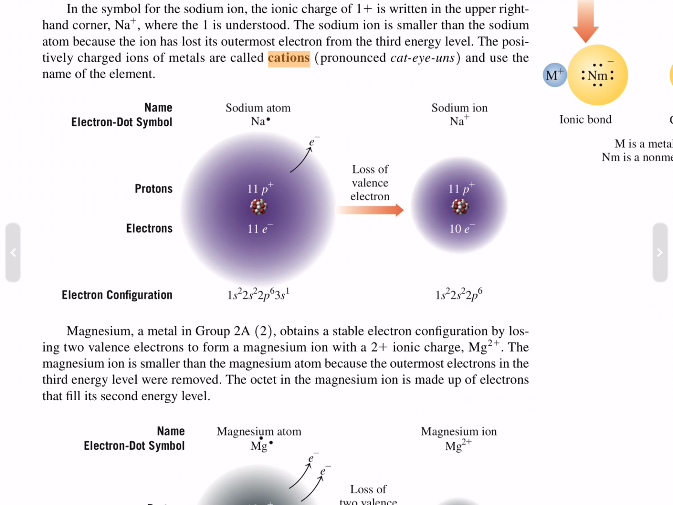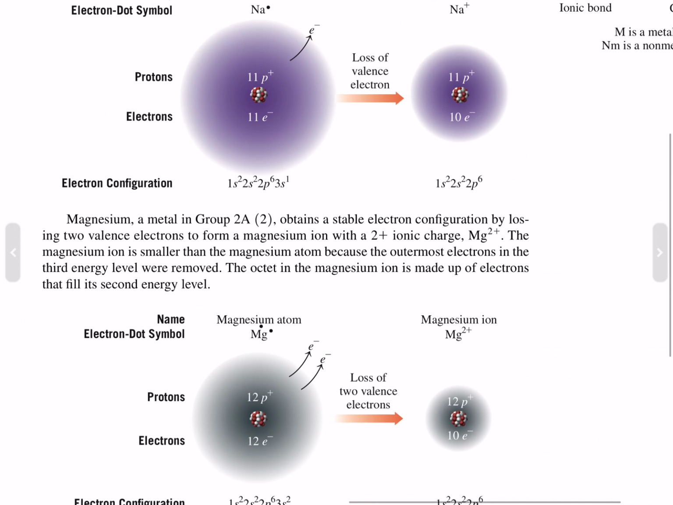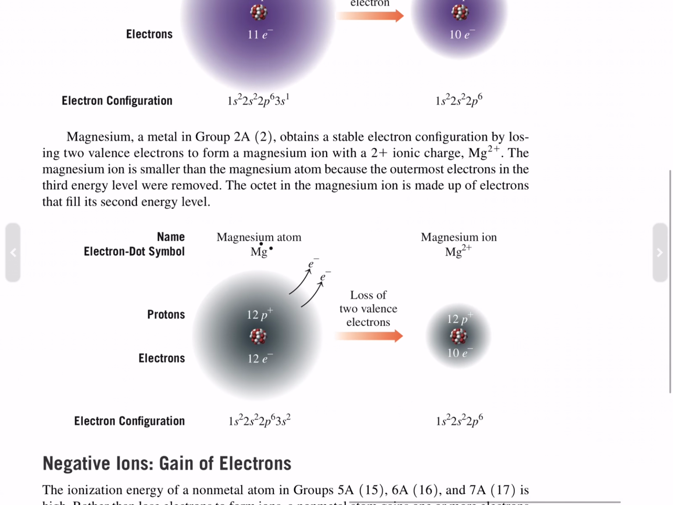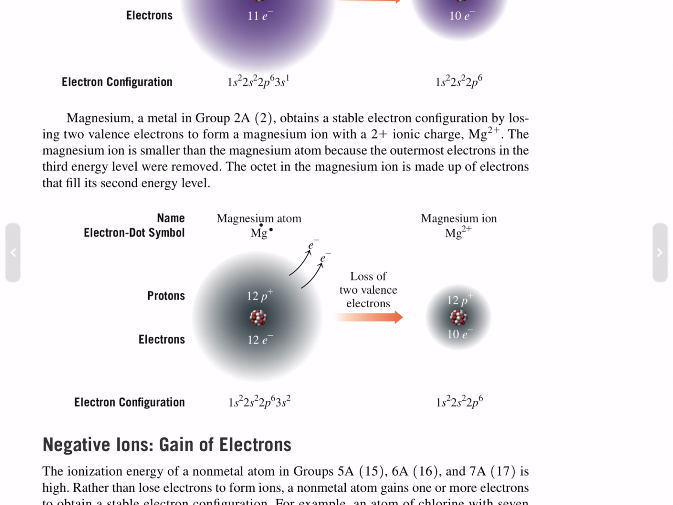Magnesium, a metal in group 2A, group 2, obtains a stable electron configuration by losing 2 valence electrons to form a magnesium ion with a positive 2 ionic charge, Mg positive 2. The magnesium ion is smaller than the magnesium atom because its outermost electrons in the third energy level were removed. The octet in the magnesium ion is made up of electrons that fill the second energy level.